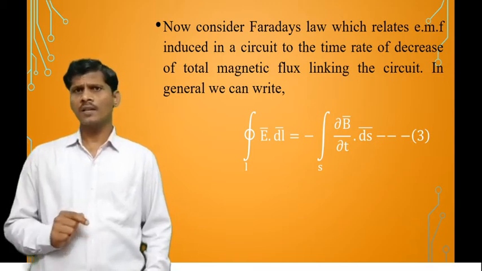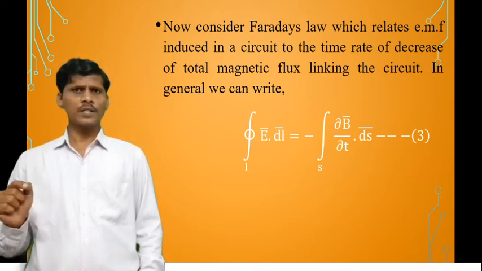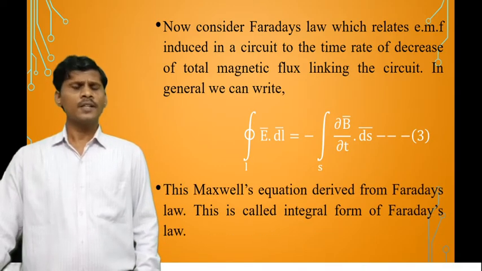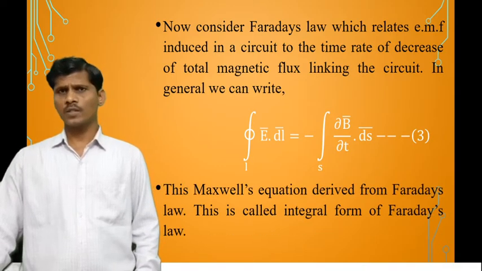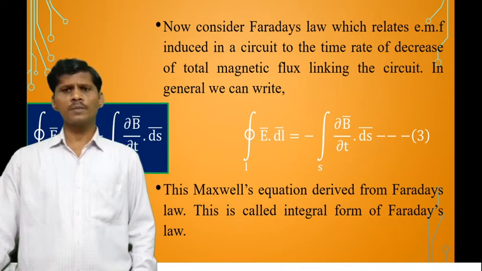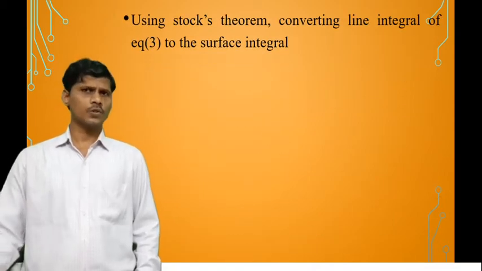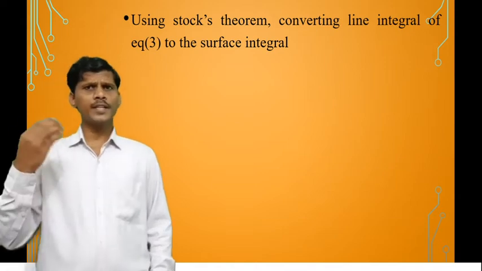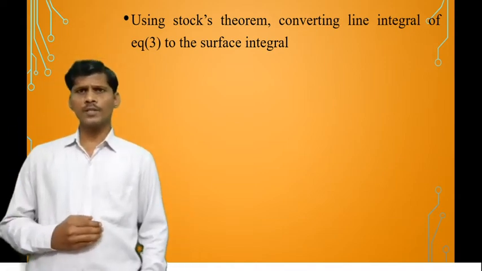So this is the integral form of the Maxwell equation for time varying fields. Next, calculate the differential form of the Maxwell equation for time varying fields. How to calculate the differential form of the Maxwell equation for time varying fields using Stokes theorem? What is the meaning of the Stokes theorem? Closed line integral will be converted to open surface integral.